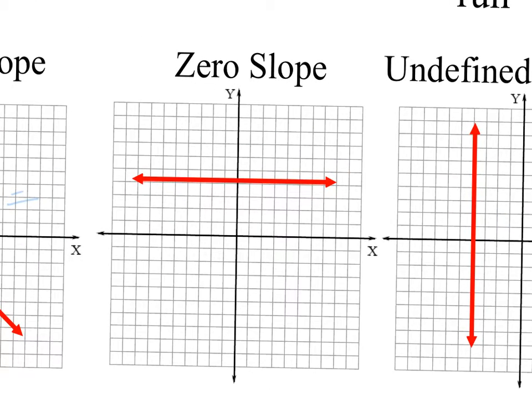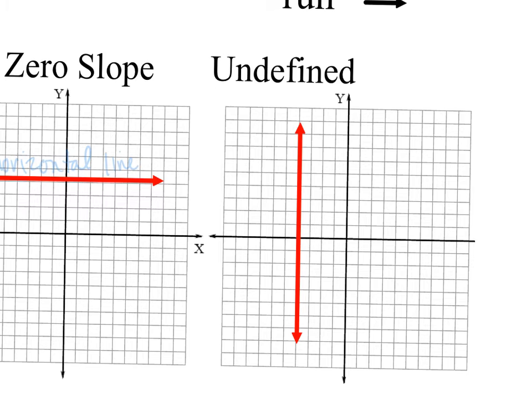We have a zero slope, which is a horizontal line. And then we have an undefined slope, which is a vertical line.